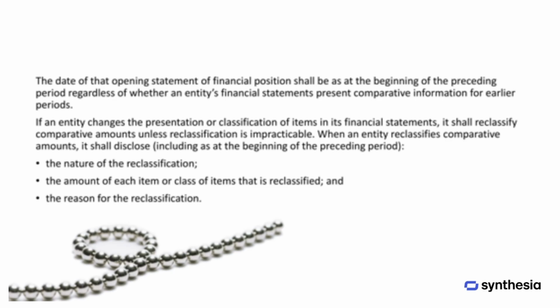When an entity changes the presentation or classification of items in its financial statements, it must reclassify comparative amounts unless it is impracticable to do so. In such cases, the entity is required to disclose the following information, including for the beginning of the preceding period: the nature of the reclassification, the amount of each item or class of items that is being reclassified, and the reason for the reclassification. This ensures transparency and allows users to understand the impact of changes on the financial statements.